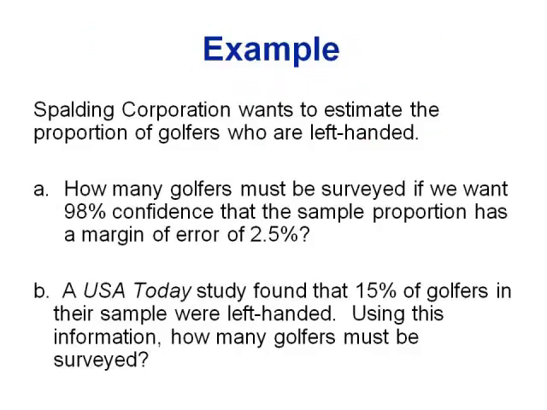When you're using this formula, there are two different cases that you can deal with, so we're going to do both. In this example, Spalding Corporation wants to estimate the proportion of golfers who are left-handed, so they want to do a study. And we're going to calculate the necessary sample size in two different cases. First, let's just say we want to be 98% confident that our proportion is within a margin of error of 2.5%. And then we're going to do it again under the assumption that we've actually read another study that gave us a little bit of information. So we'll walk through both of those.